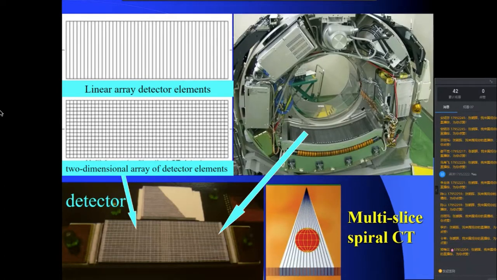And with the development of technology, the linear array of detector elements used in typical conventional and spiral CT scanners has been replaced by a two-dimensional array of detector elements, which makes multi-slice spiral CT possible. So in the typical conventional and spiral CT scanners, they only use a linear array of detector elements, and later this two-dimensional array of detector elements was developed, and it makes multi-slice spiral CT possible.